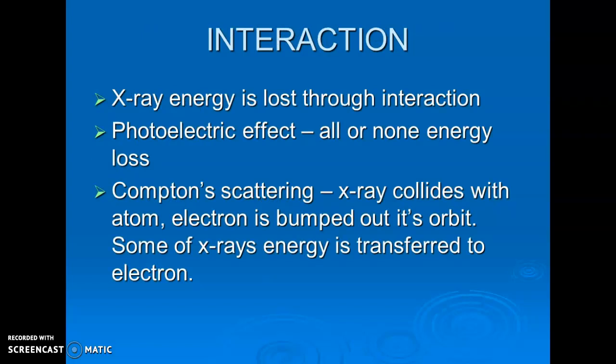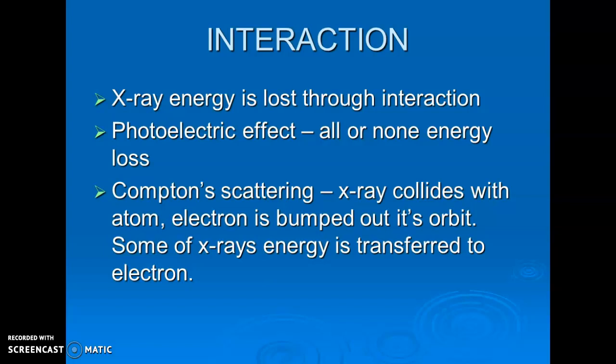Okay, talking a little bit more about the interaction of X-rays with other things. X-ray energy is lost through interaction. It bumps into things. So an X-ray is shot out of the machine. It's shot towards a person, and it's going to interact with different particles and different atoms in the air, even before it reaches the patient's face, but then it's going to interact with the skin, the muscles, the bone. It's going to interact with things all the way through, and so every time it interacts with another atom, it loses some of its energy.